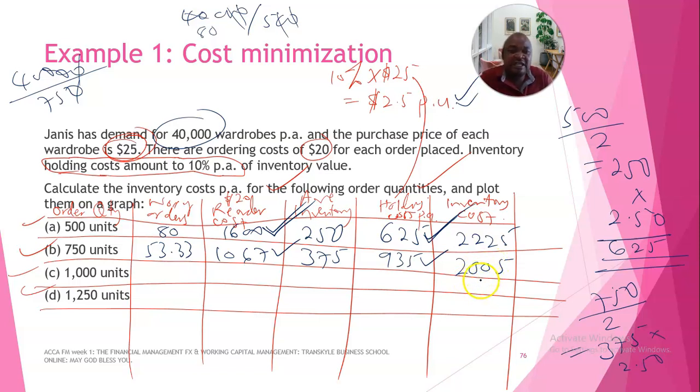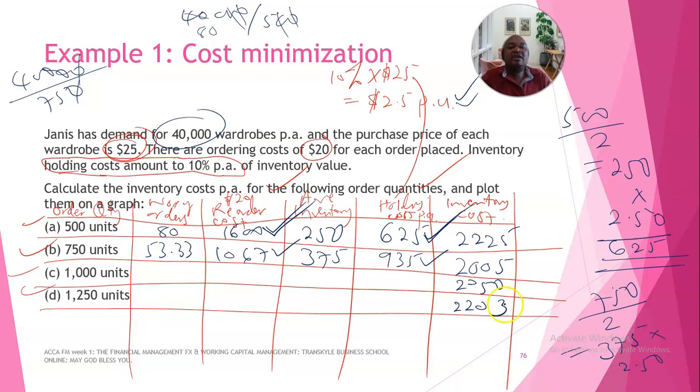So you do the same computations, and you must get your figure on the inventory cost. The 1,000 units order size should give you an inventory cost of 2,050, and the 1,250 units should give you an inventory cost of 2,203. Just follow the steps I have done so far and you will get these figures. If you don't get these figures, it means you are doing it wrong somewhere, okay?